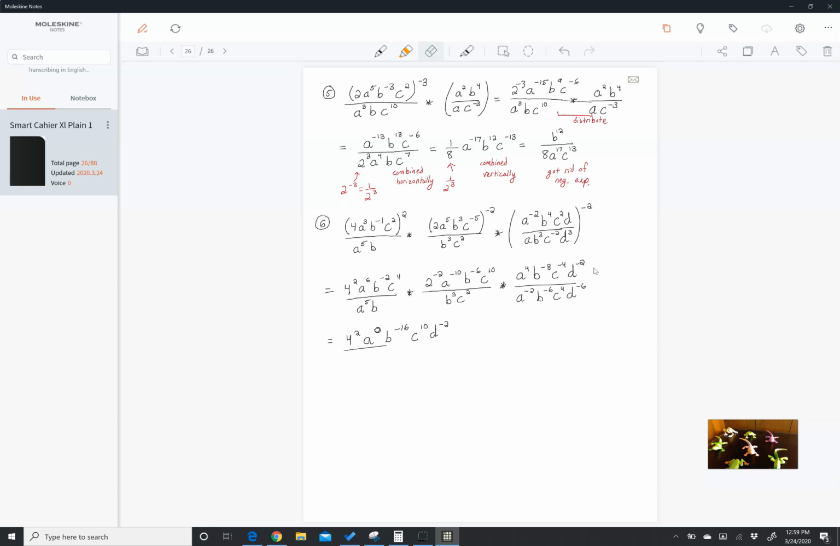Now on bottom, don't forget the 2. So this is now 2 to the positive 2. We moved it to the bottom. We have an a to the 5th and an a to the negative 2. That gives us an a to the 3rd. Then we have a b to the 1st, a b to the 3rd, and a b to the negative 6. So 1 and 3 is 4, minus 6 is negative 2.